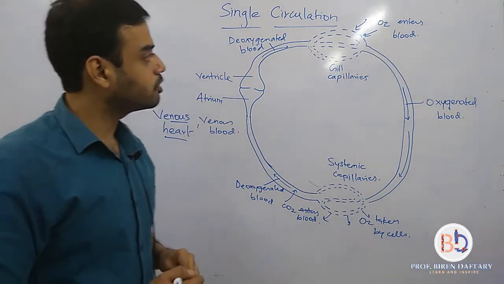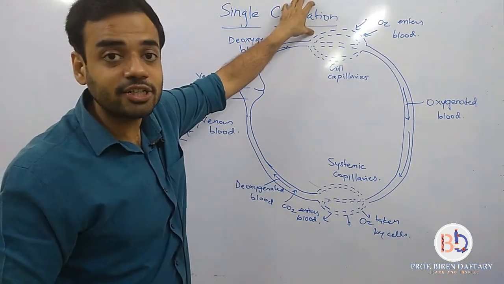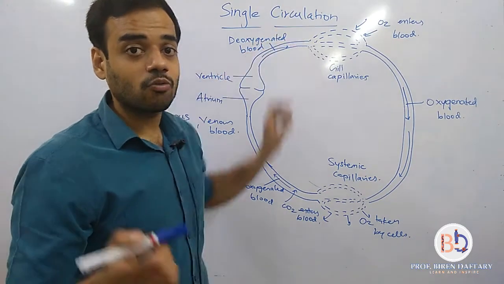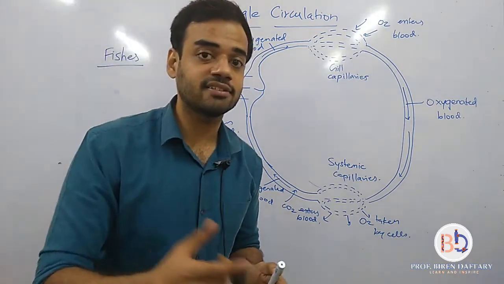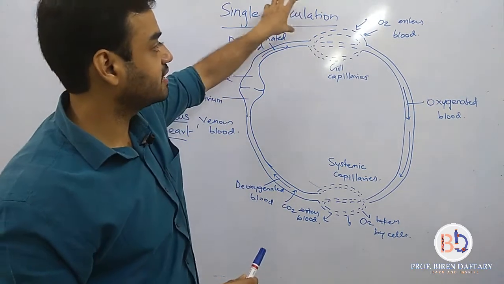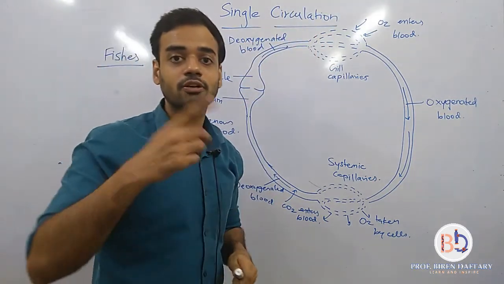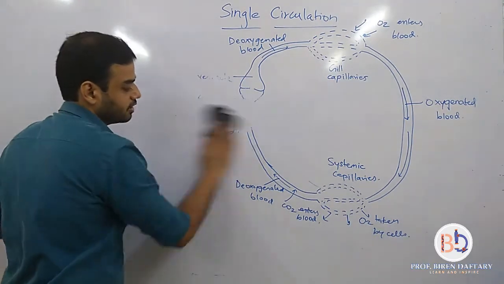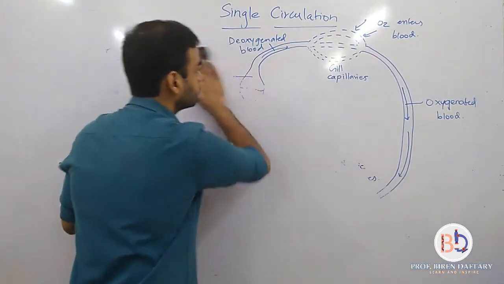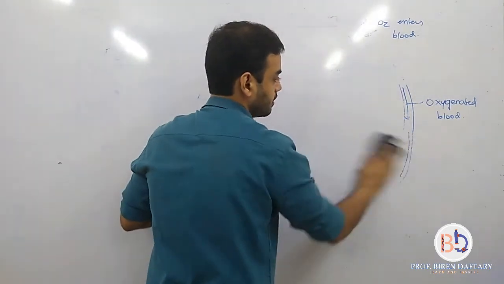Now let us move on to the next type of circulation. So we are studying single circulation under which part? What had we studied last time? We had studied open and closed circulatory systems. Closed circulatory system has single and double circulation. We have completed single circulation. Now we are going to start with double circulation, okay? Alright, now let us move on to the next part, which is called double circulation.